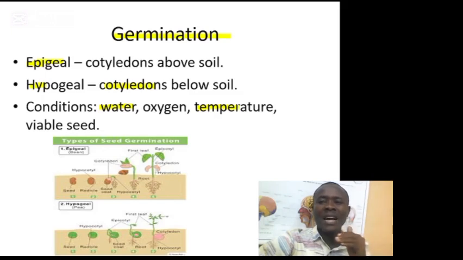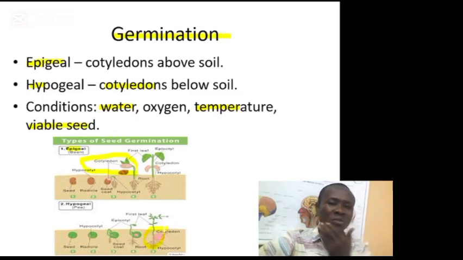And in that case, they have to experience a period we call the dormancy period, the time the seed will take to germinate. The dormancy period can be long or short, depending on whether these conditions are present or not. And the last one here is what? Viable seed. You cannot go and plant a dead seed and expect it to germinate. Just like humans, in natural form, we cannot rise from the dead.